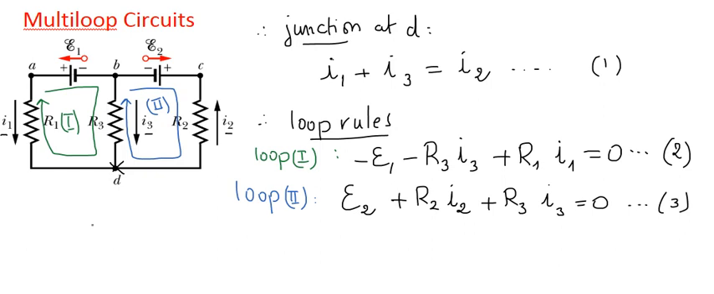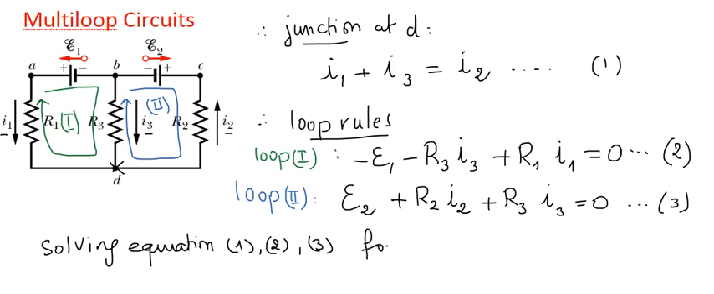We have three equations and three unknowns, so we solve equations 1, 2, 3 for the unknowns I1, I2, I3. Three equations, three unknowns. There are mathematical methods to solve this kind of system of equations.